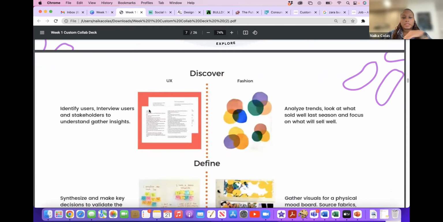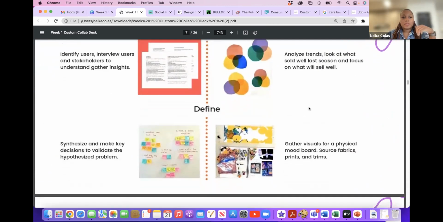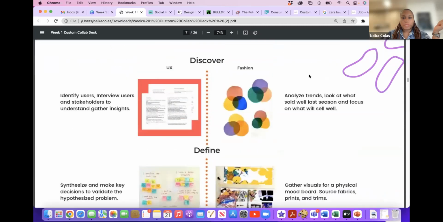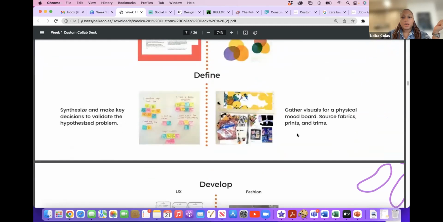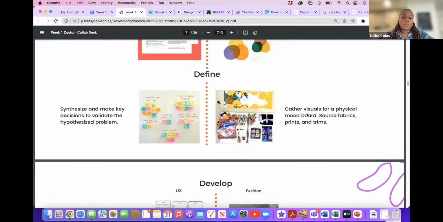Again, this is the difference between the UX designers. They identify users, they do their interviews, they're looking at stakeholders. But if you are a fashion designer that doesn't really have employees, it's just yourself, you would analyze trends, you would look at what's sold, you would look at insights and all of that. Then you would start to synthesize all of this information from this space here. And now you're defining what your consumers are actually looking for. That is your vision boards, your fabric swatches, prints, trimmings, and all of that you're familiar with.